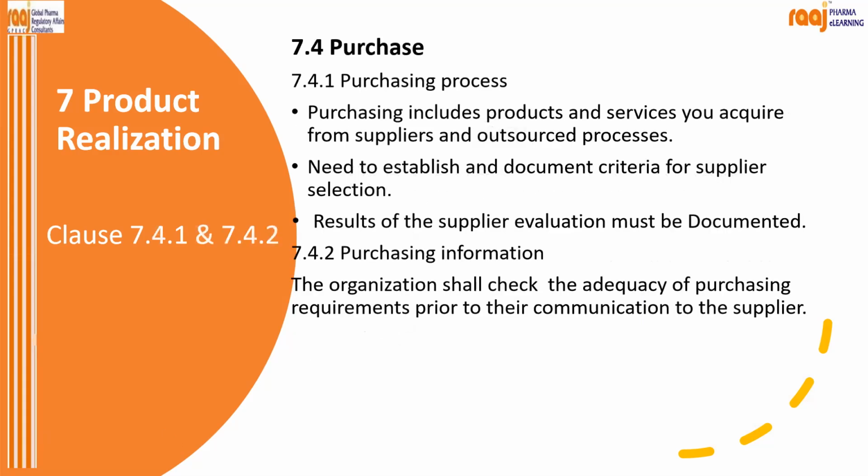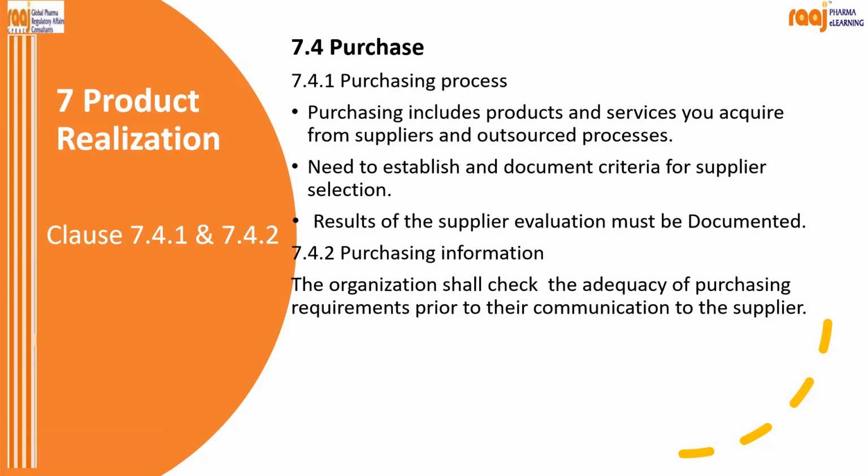Now 7.4 talks about purchasing. Purchasing is also a very important process, supply chain management. You can read this now. Purchasing includes products and services you acquire from suppliers and outsourced processes. You need to establish and document criteria for supplier selection. Results of the supplier evaluation must be documented.